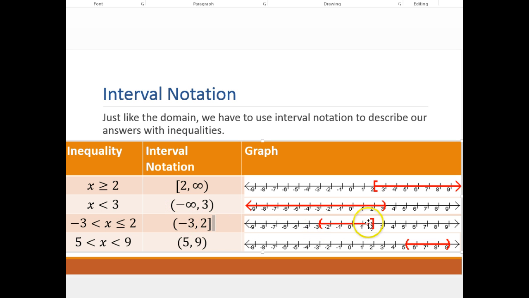This will also be reflected in our graph with an open parenthesis on the left and a bracket on the right. And finally, if I have some simple situation where I have 5 to 9 with not equal to on each one, 5 less than x less than 9, we have the interval from 5 to 9 with open parentheses on each. And if we're to graph it, we would simply use open parentheses on each and shade in between.